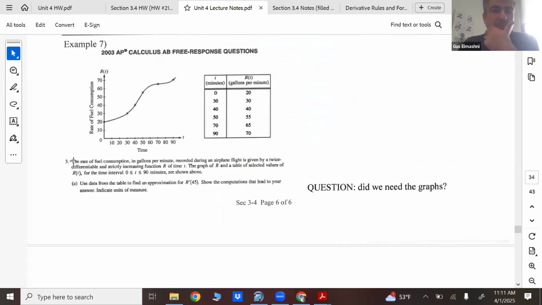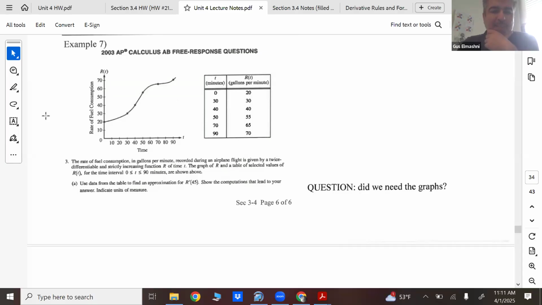You take the average rate of change by finding the slope between two points, and you're using that to approximate the derivative. But what is the true meaning of the derivative? It's an instantaneous rate of change. So you have to be precise about that. We're always approximating.